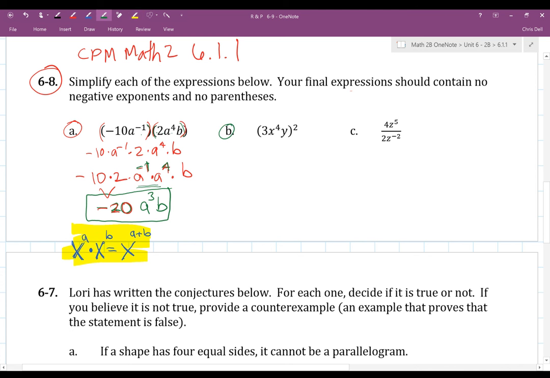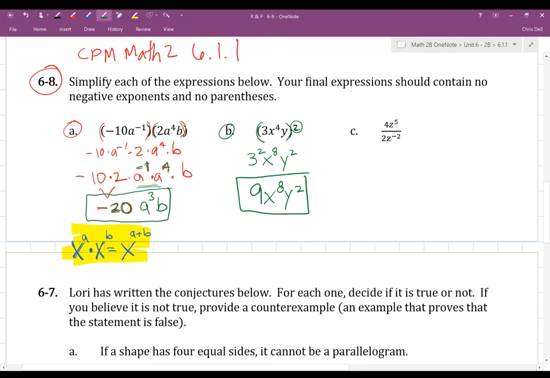Part B says I've got 3x to the fourth y, all to the second. That power of 2 applies to each one of those. So it's really 3 to the second, x to the eighth, y to the second. Then I can simplify further: 3 to the second is 9, x to the eighth, y to the second. There's my answer, but why did that happen?